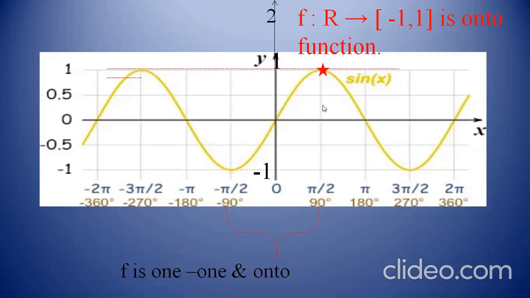Now if we take the domain from pi by 2 to 3 pi by 2, we can easily locate that again in this portion of the curve, it is the 1-1 function. So we can say under this domain from pi by 2 to 3 pi by 2, the function is 1-1 and the range is already restricted, so that's why it is onto function.